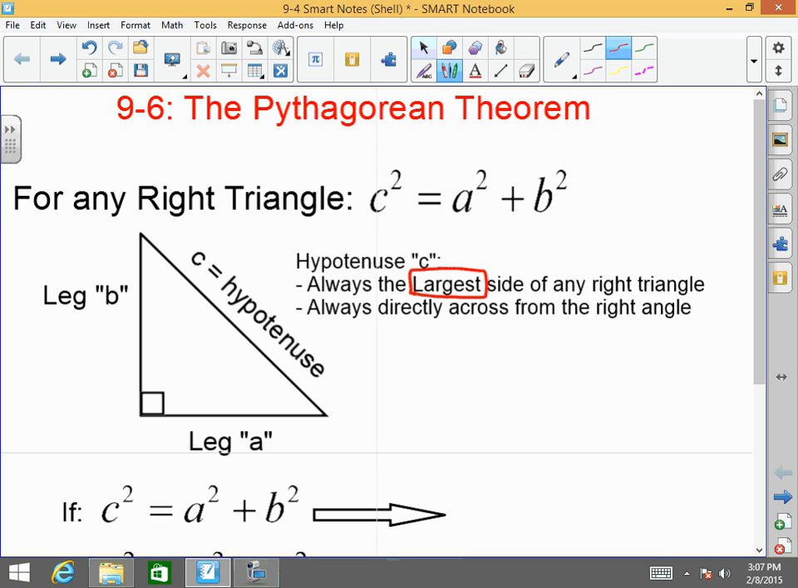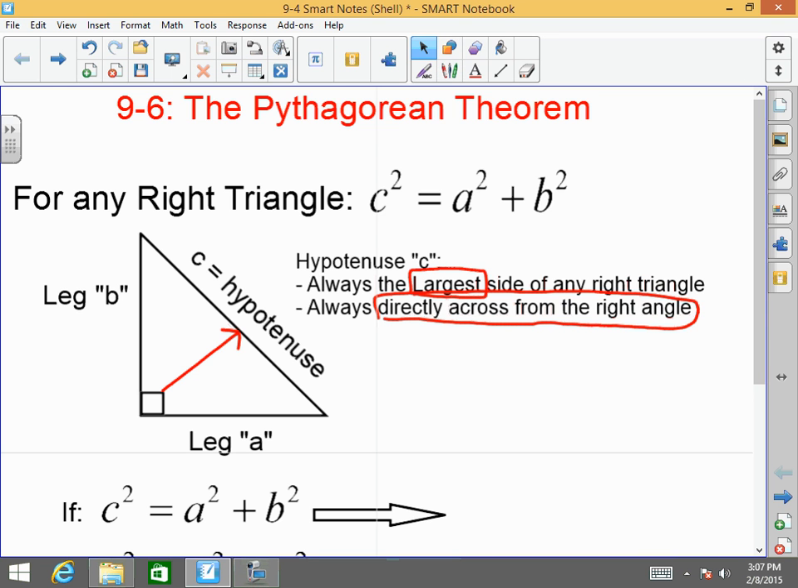And another cool thing is that the hypotenuse is always directly across from the right angle, and vice versa. The right angle is always across from the hypotenuse. So if you see where the right angle is, the hypotenuse is the side directly across from the right angle.